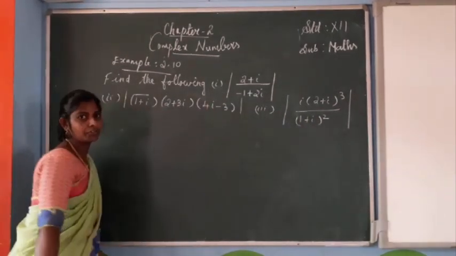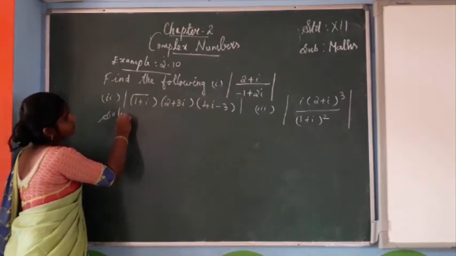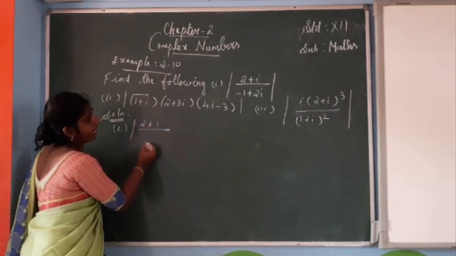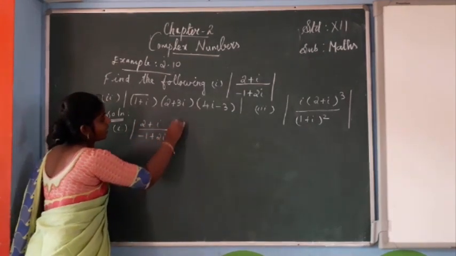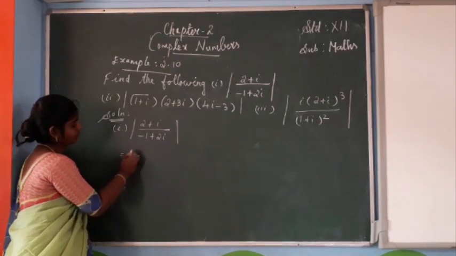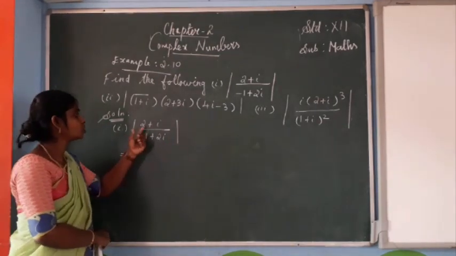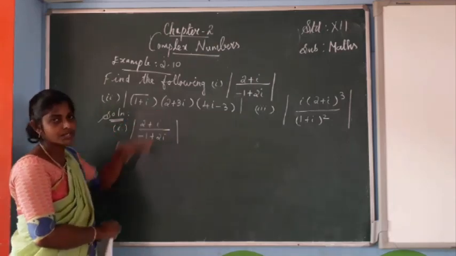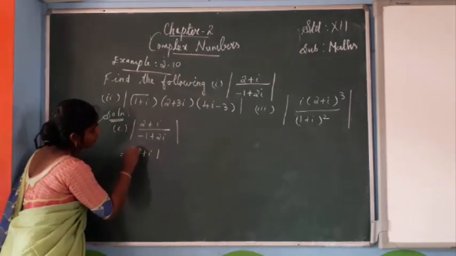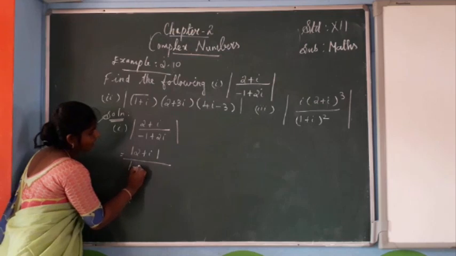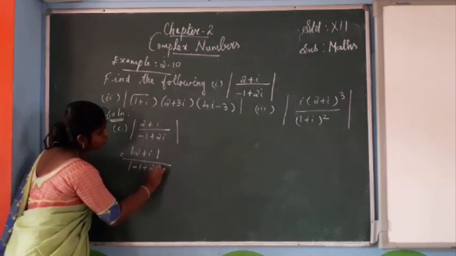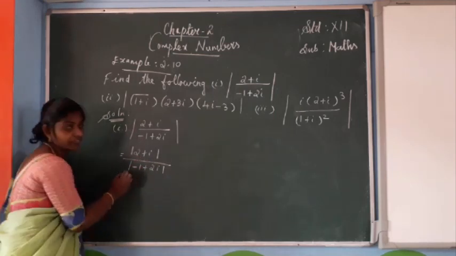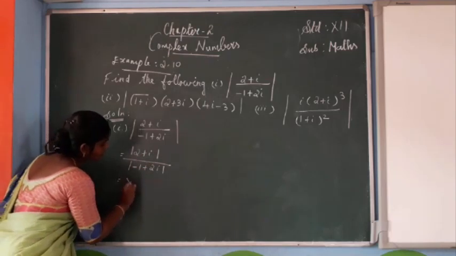Let us see the first subdivision. First subdivision: modulus of 2 plus i divided by minus 1 plus 2i. That's equal to, you can separate the modulus value. That is modulus of 2 plus i divided by modulus of minus 1 plus 2i. That's equal to, using the formula, root of x square plus y square.